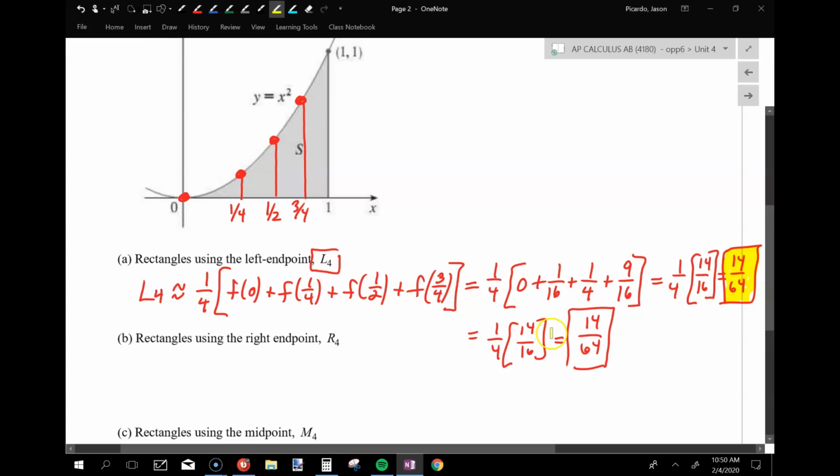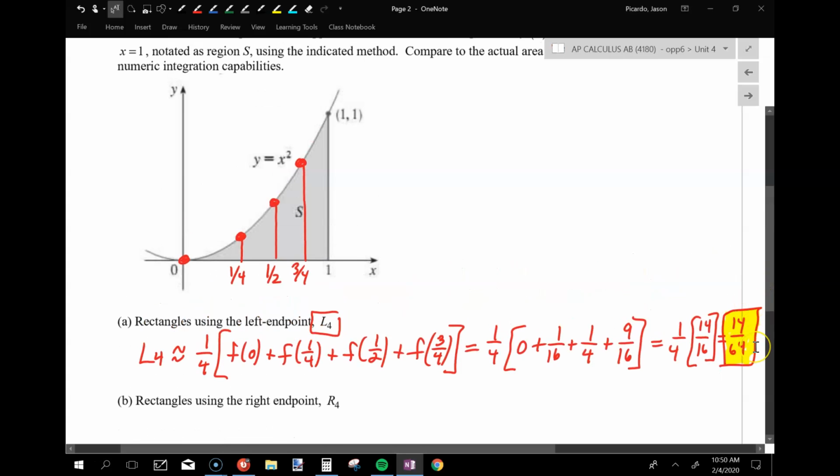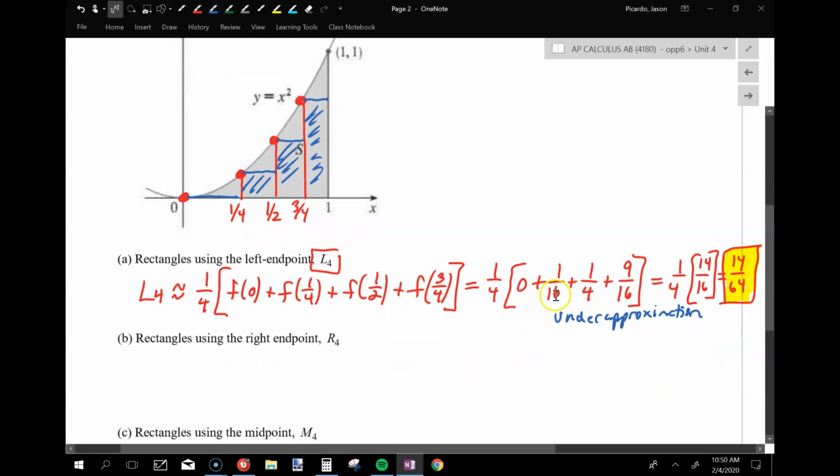Hey guys, quick question. I know it doesn't ask this, but why don't we see if we can answer it? Do you think this is an under approximation or an over approximation? Well, let's check. How do we do that? I go here, I go here, I go here, I go here. That's the area that I just calculated. Under or over? Yeah, this looks like an under approximation.